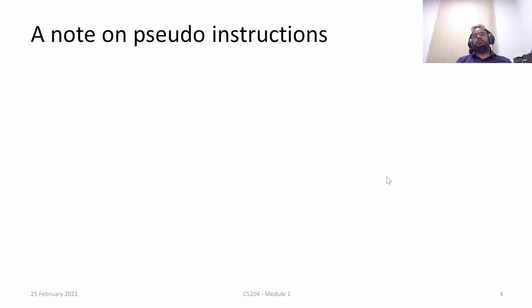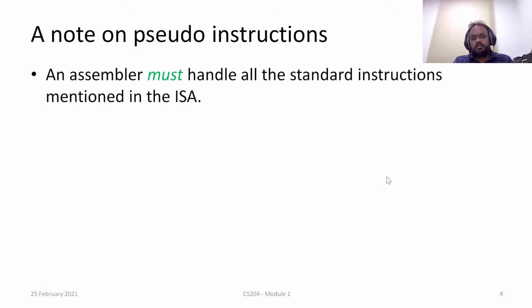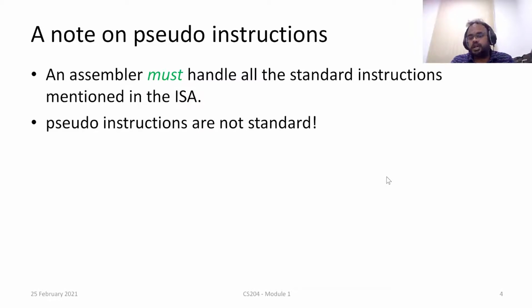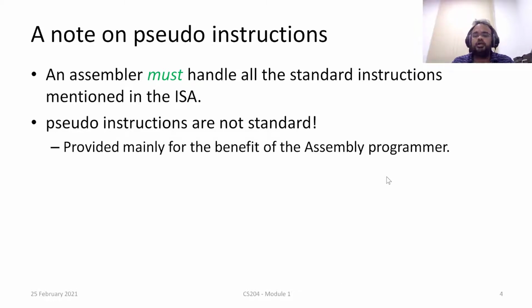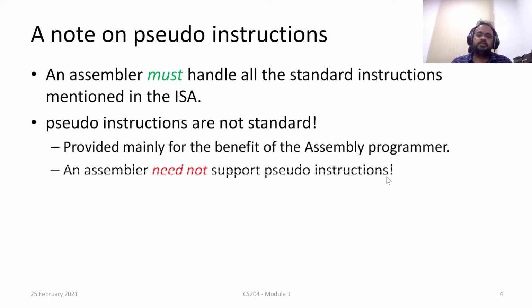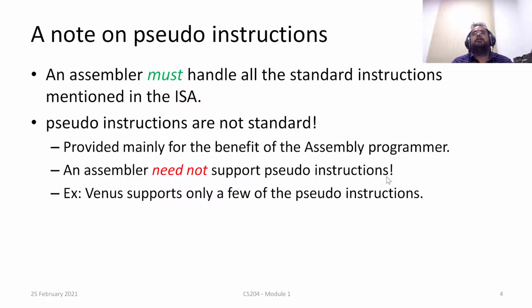Before I move any further, I wanted to make a quick note about the pseudo instructions. We have seen quite a few over the past couple of lectures. It is the primary duty of the assembler to handle all the standard instructions given in an ISA. Only then we would say that we have built an assembler for that particular ISA. Now the pseudo instructions are not standard. So the assembler is not bound, or there is no commitment from the assembler that it needs to support these pseudo instructions. These instructions are mainly for the convenience of the assembly programmer, right? So how many pseudo instructions are supported by a given assembler is heavily dependent on the person who wrote the assembler itself.